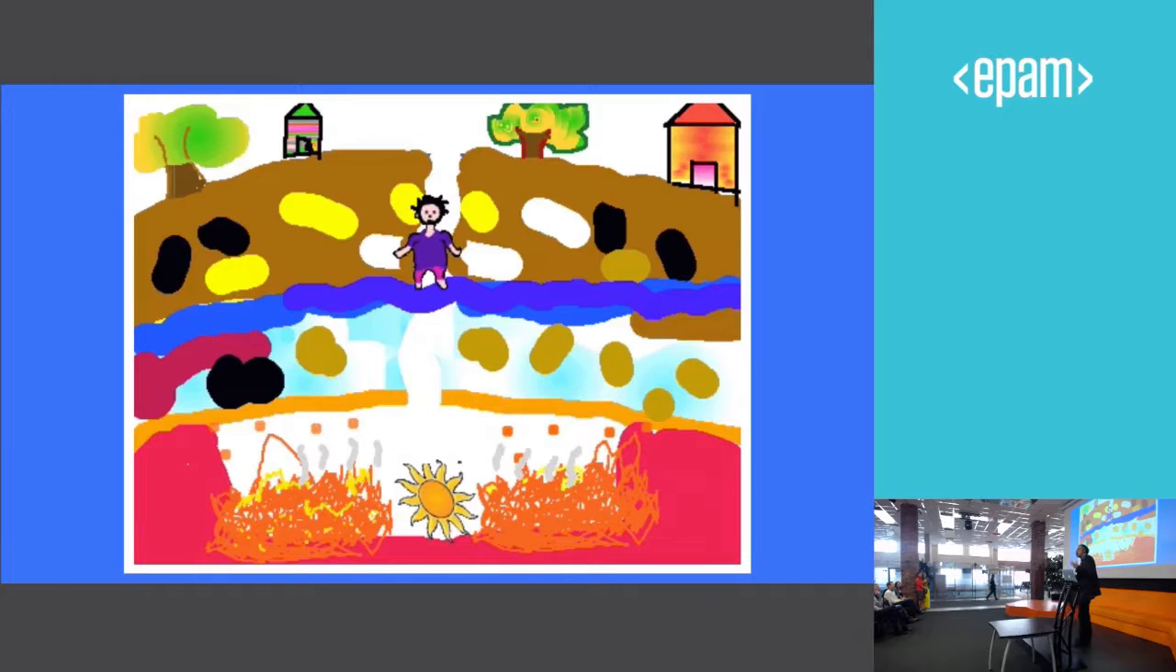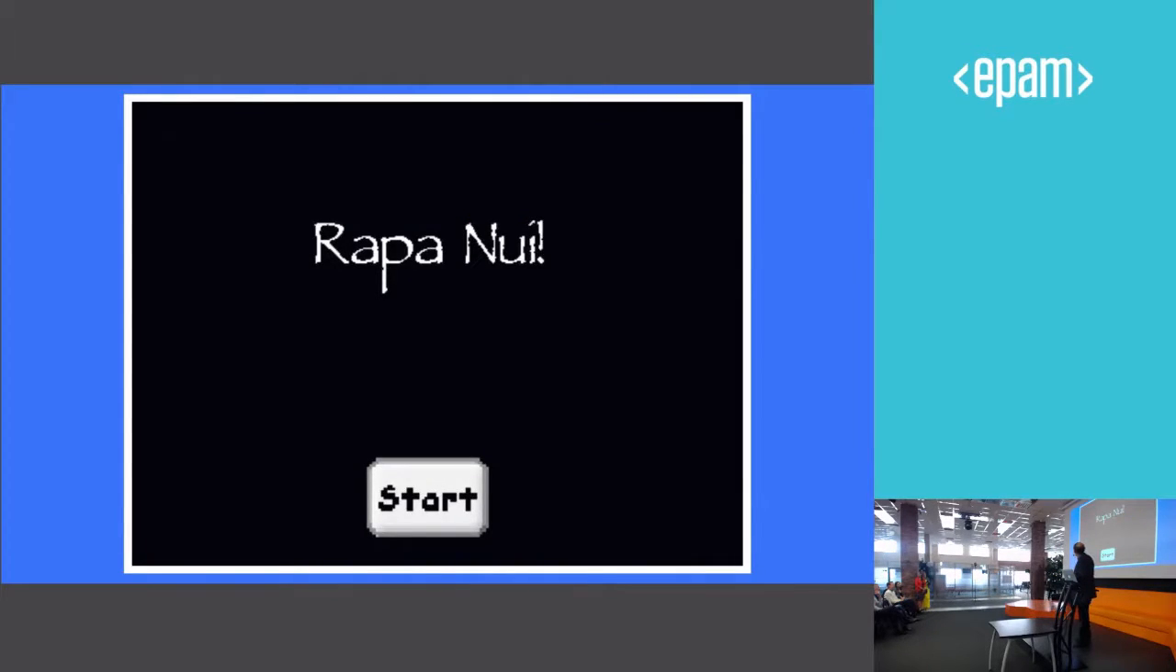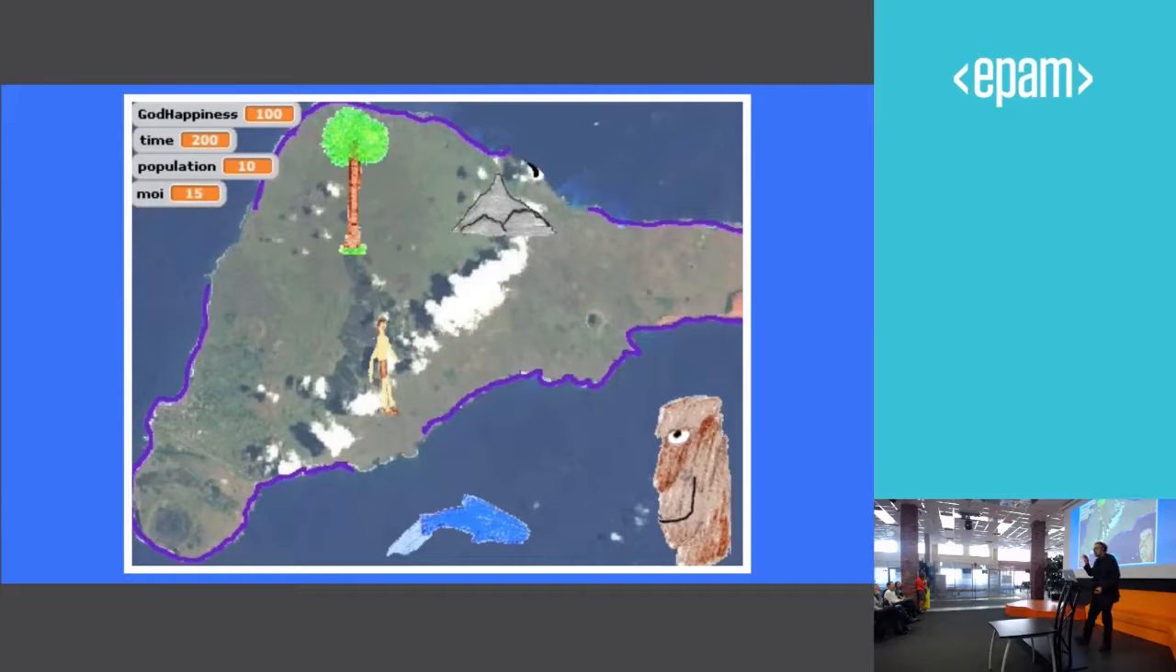Or here's an example from a social studies class where they were studying the island of Rapa Nui. This is Easter Island, the island off of South America. And this student decided to make a project that's sort of like Sim City, a simulated city, but in this case it's Sim Rapa Nui. And he had learned that fishing is the main part of the economy. So to survive, you have to make a fishing rod from a tree branch and then go fishing. And if you catch fish, your happiness goes up. But if you cut down too many trees, the God happiness goes down because you have to be environmentally conscious.